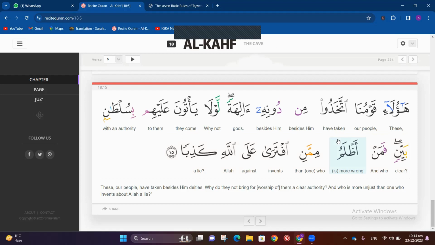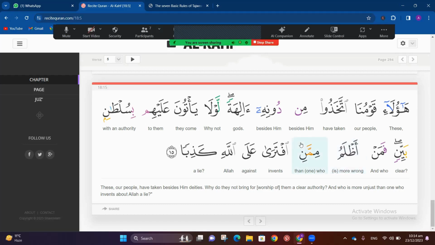قَوْمٌ اتَّخَذُوا, and then the dha is very soft. We are going to place the tip of our tongue on the tip of our upper teeth and very softly, very lightly, and that's how the dha comes. ذو قَوْمٌ اتَّخَذُوا مِن دُونِهِ آلِهَةً. Okay, then there is min dunihi.